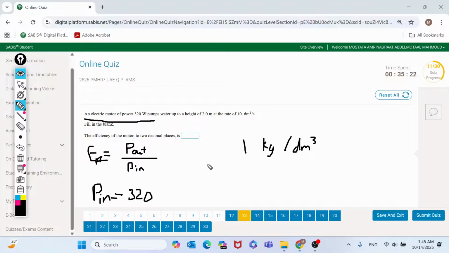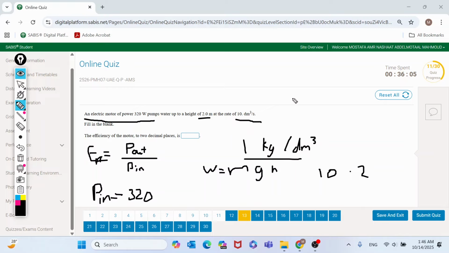And how are you gonna find work? So work is m g h. Okay, g and h: g is 10, h is 2. How do you find the mass of water being pumped? So you need to do 10 decimeters cubed times 1 kilogram per decimeter cubed.